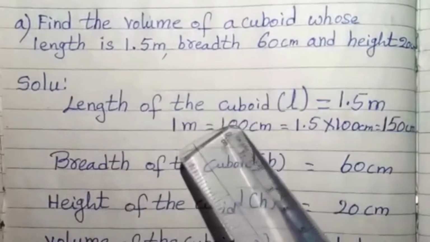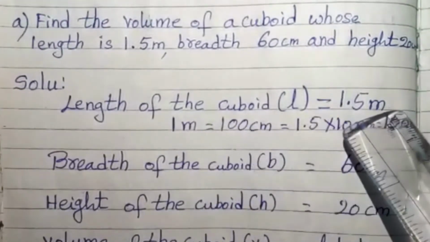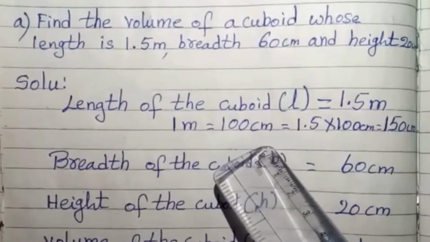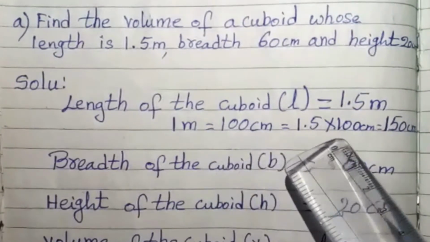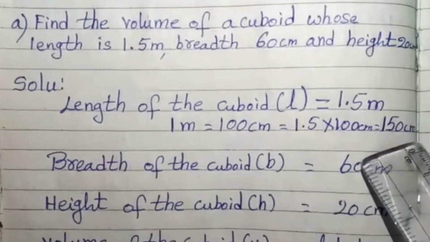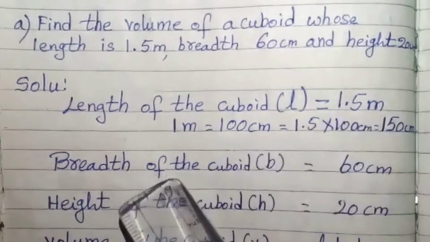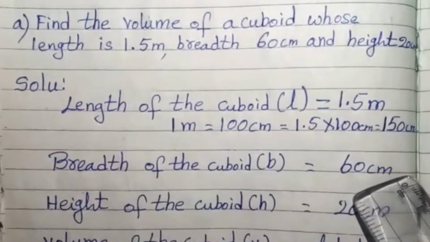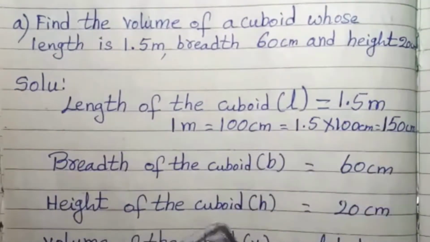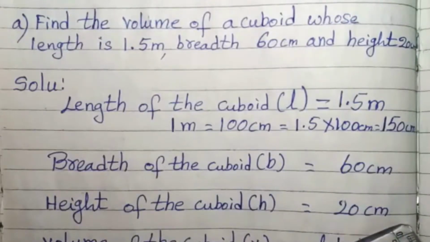Solution. Length of the cuboid L is equal to 1.5 meters. 1 meter is equal to 100 centimeters. 1.5 into 100 centimeters is equal to 150 centimeters. Breadth of the cuboid B is equal to 60 centimeters. Height of the cuboid H is equal to 20 centimeters.